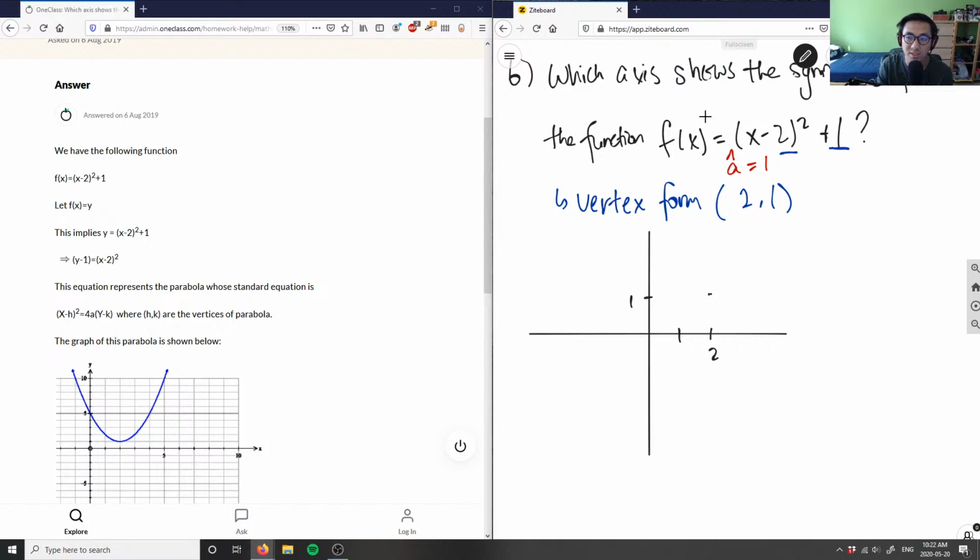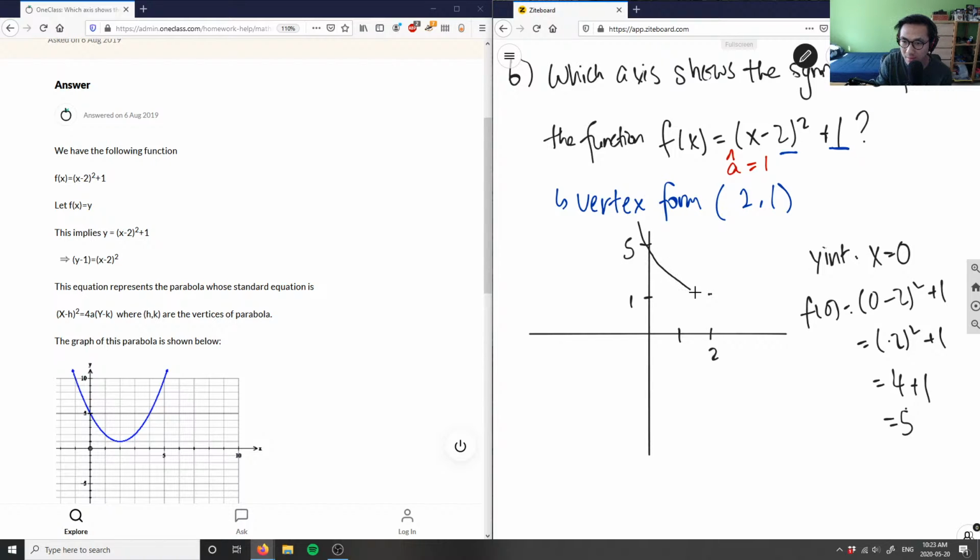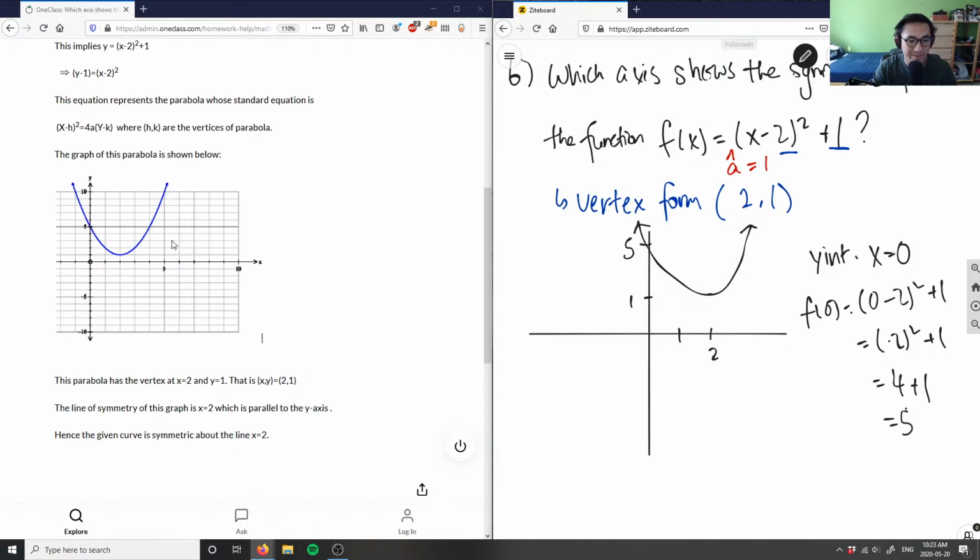Honestly, all you have to do is set our x value to 0. So to solve for our y-intercept, we set x equals 0. We can say that f(0) is going to equal (0 minus 2) squared plus 1. This is 4 plus 1, which is equal to 5. And as you can see, this here is at 5, somewhere up here. So the parabola looks something like that. Obviously, I didn't draw it very nicely, but it looks something like that.